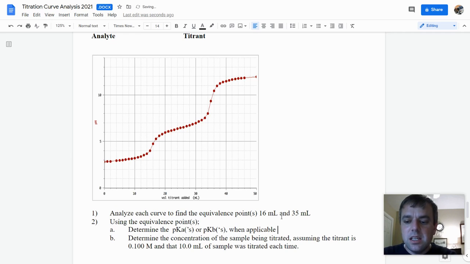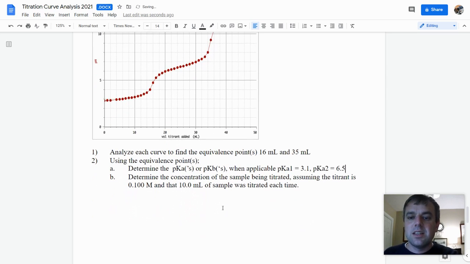But to find the pKa1, we go halfway to the first equivalence point, so we go to 8 milliliters, and that looks like it's going to be a little higher than 3, so we'll call that like 3.1. And the pKa2 would be, well, let's just pick halfway in between 16 and 35. That's going to put us somewhere around 26. So it looks like the second pKa is about 6.5.